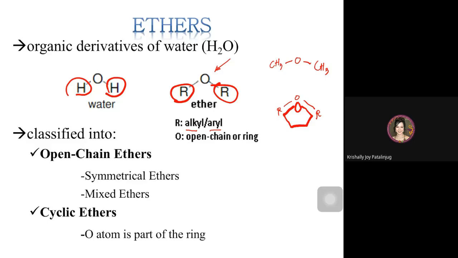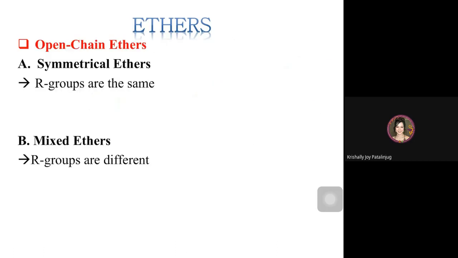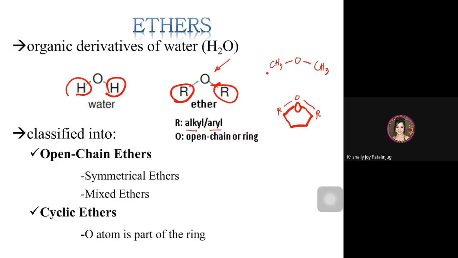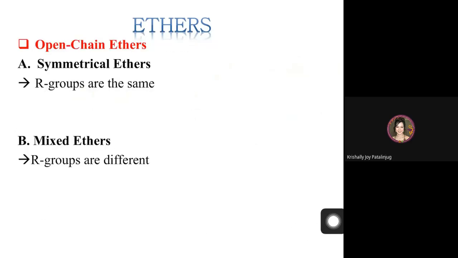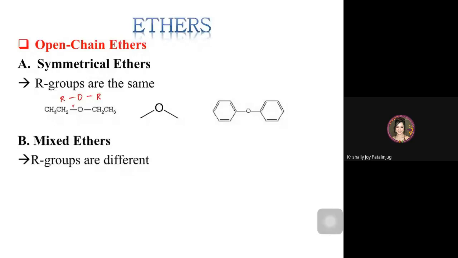Pag sinabing symmetrical ethers, ibig sabihin, yung 2 R groups, they are the same. So, pala ganina, yung dalawang R groups, the same, symmetrical. Pag sinabi namang mixed ether, yung dalawang R groups, different. So, say for example, symmetrical, these are ROR ethers. Look at the R groups. Parehas lang, on both sides, the same, symmetrical. Mixed ethers, the 2 R groups, they are different.